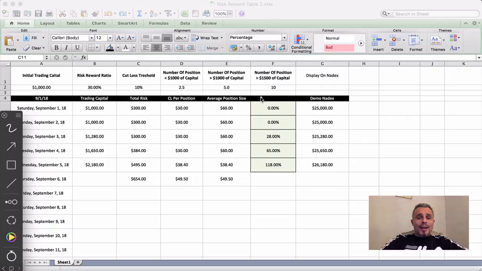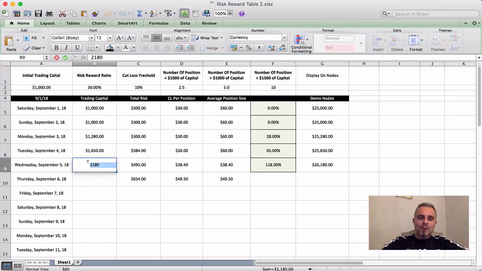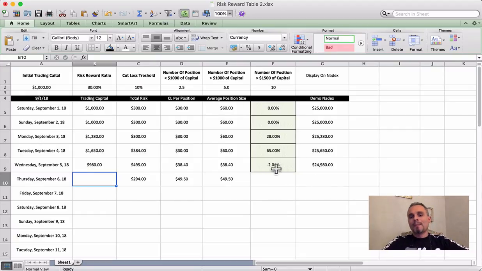Okay. In the following columns here, it's pretty simple. This basically gives you a percentage standing of your trading capital. For example, here you're 28% up, here you're 65% up, and here you are 118% up. If you have a loss, for example, let's say you're down $20 from your initial capital, you're minus 2%.